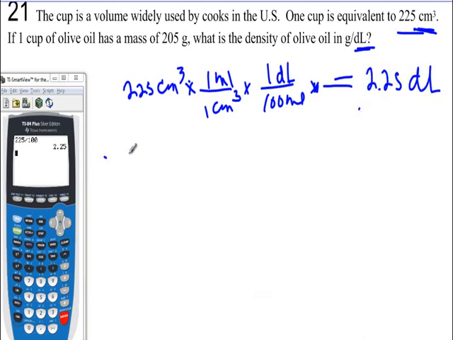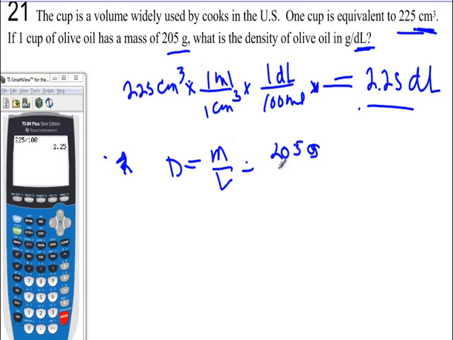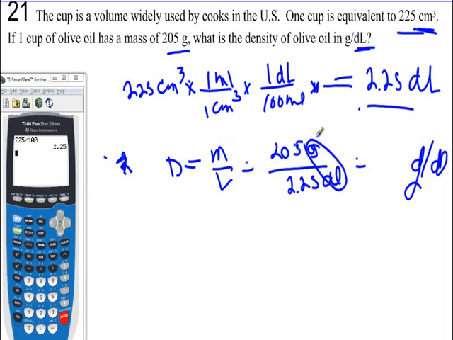So, alright, so if I have this much volume, right? It tells me how much mass I have. Density is simply mass over volume. My mass is 205 grams. Oops. My volume is 2.25 deciliters. So my density is going to have units of grams per deciliter, because that's what this is, right? So let's punch it.